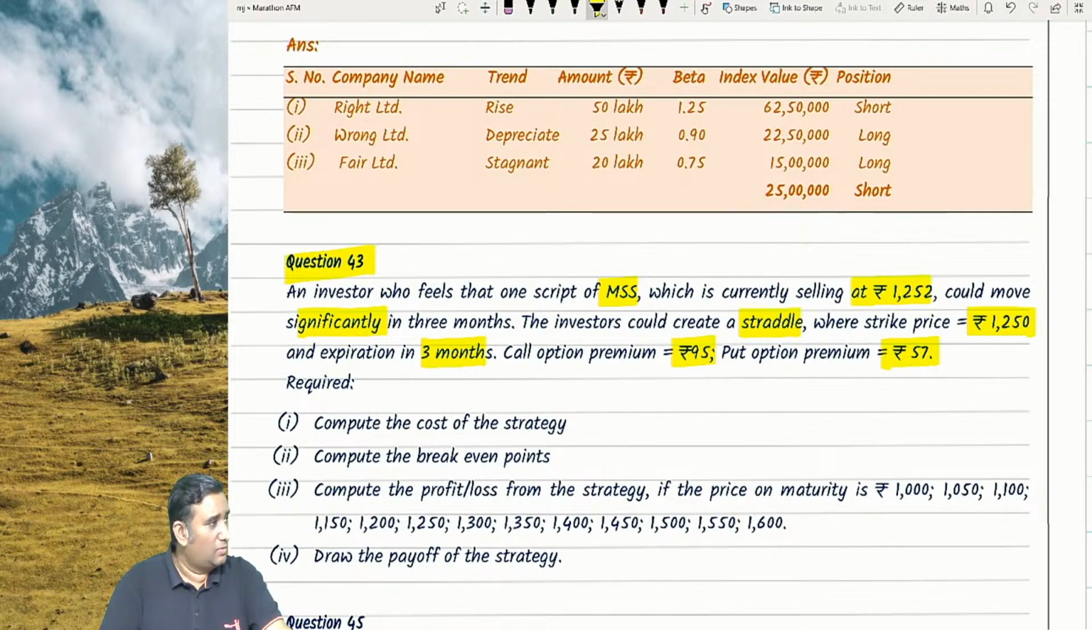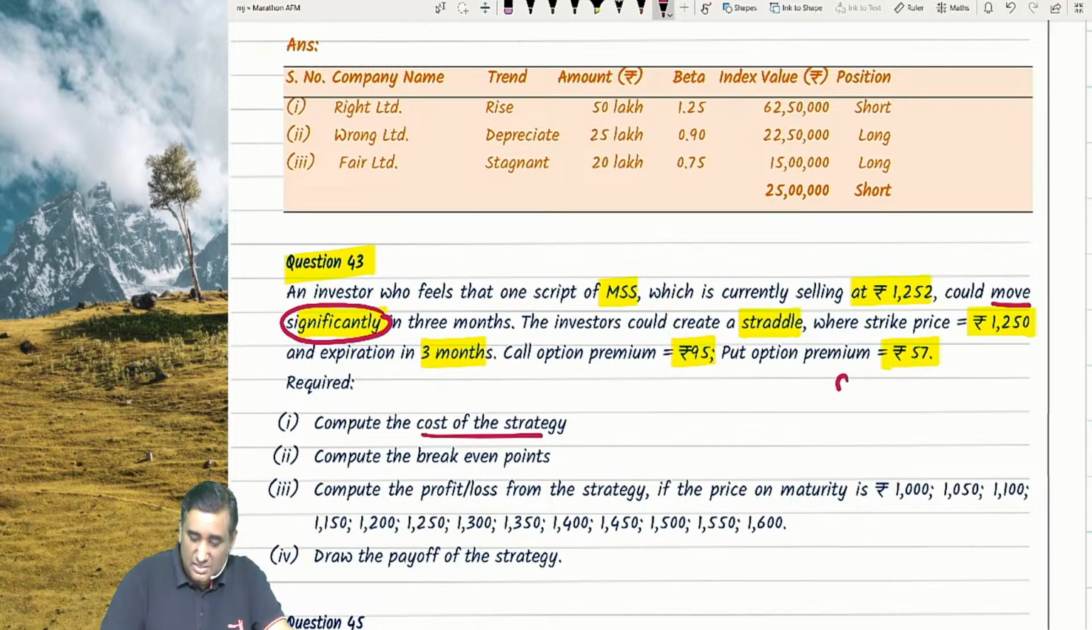How do you know? It's volatile. I am expecting institutions to increase their level now. It could move significantly. Although they said cost of strategy, it's a significant movement. Significant is only from the holder's perspective.